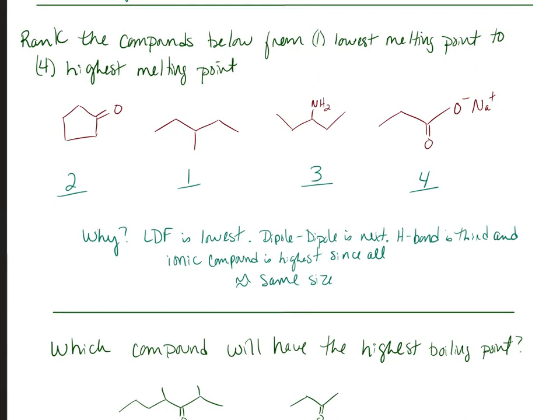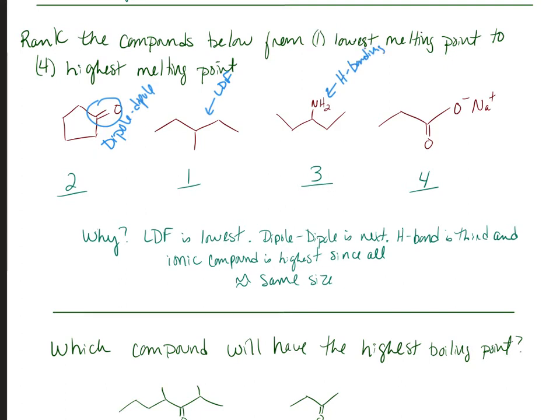Next, we need to rank the compounds below from lowest melting point to highest melting point. And here, again, you're just going to identify, before you start anything, what are the intermolecular forces. So if I start further to the left, this is a ketone, and therefore it's going to have dipole-dipole interactions. Next, we have an alkane, so it's just London dispersion forces. Next, we have an amine, and this would be hydrogen bonding.